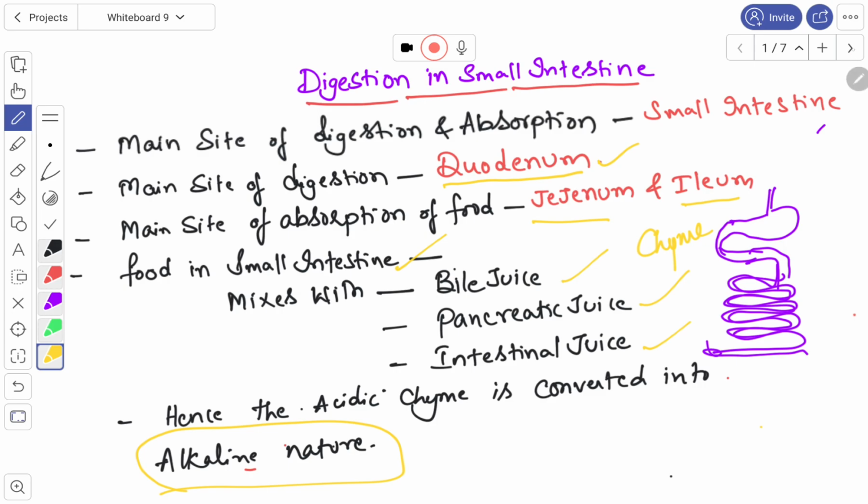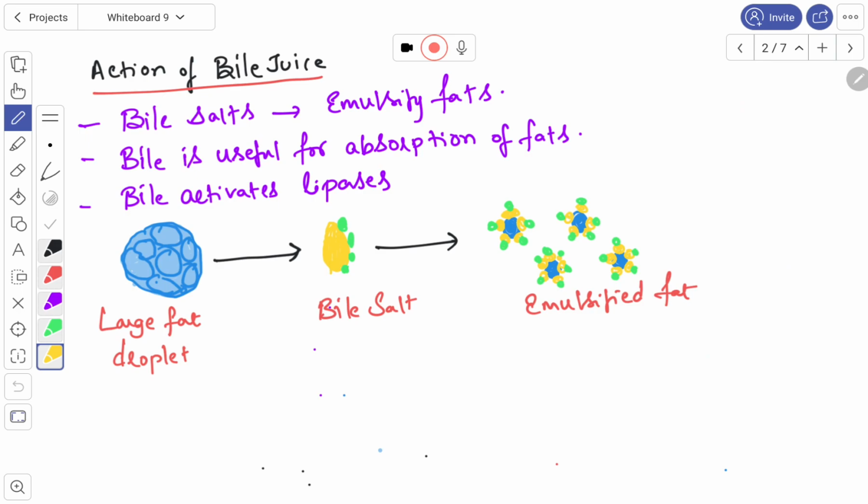Now, let us see what is happening in the duodenum. Action of bile juice. The bile salts have the capacity to emulsify the fats. Bile is also useful for the absorption of fats, and bile also activates the lipases.